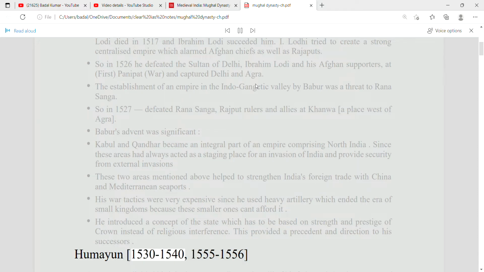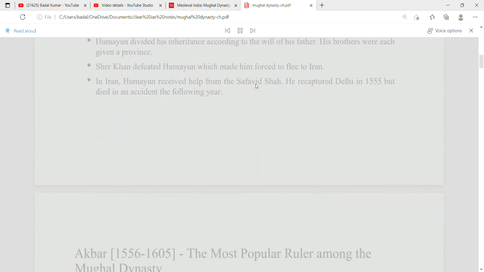Humayun, 1530–1540, 1555–1556. Humayun divided his inheritance according to the will of his father. His brothers were each given a province. Sher Khan defeated Humayun, who was forced to flee to Iran. In Iran, Humayun received help from the Safavid Shah. He recaptured Delhi in 1555 but died in an accident the following year.